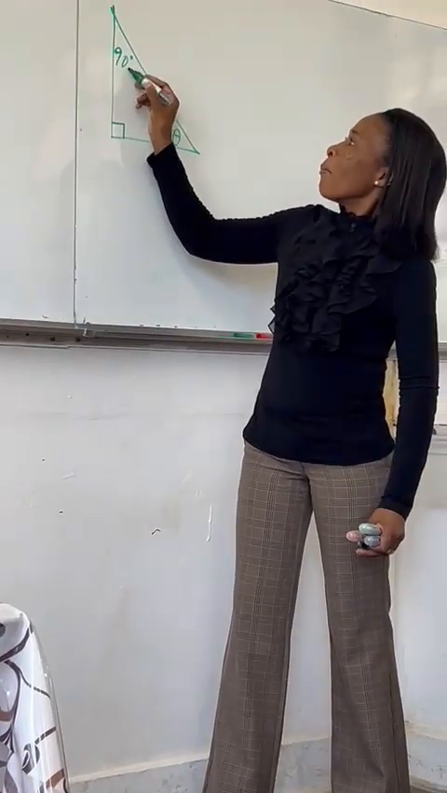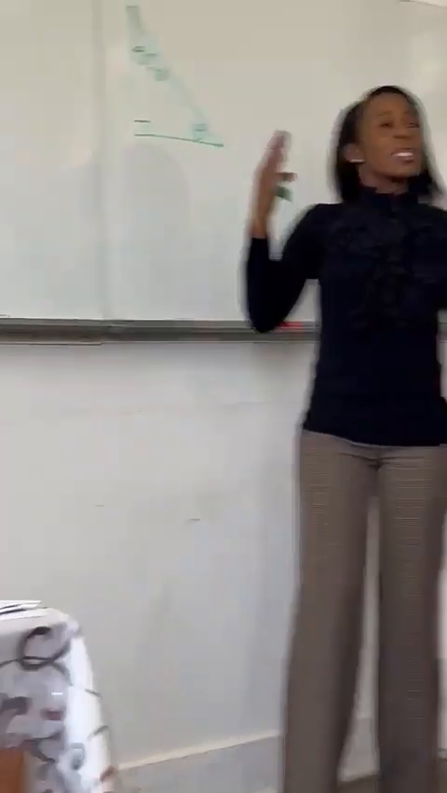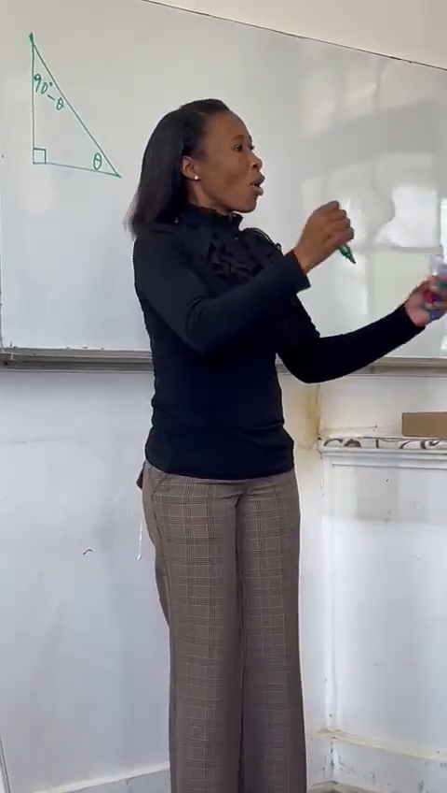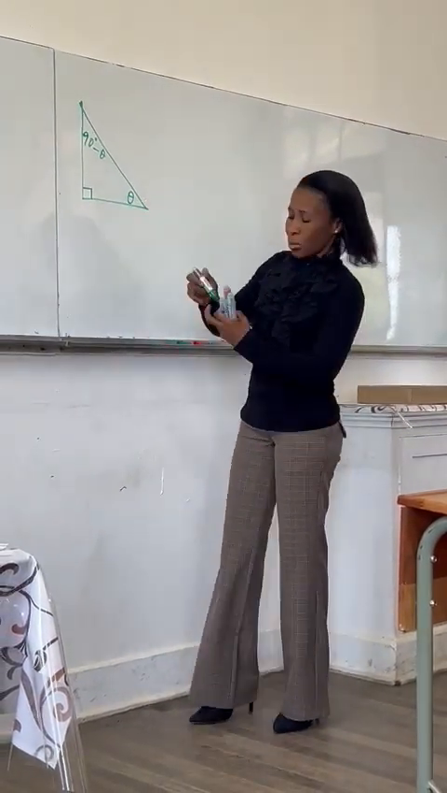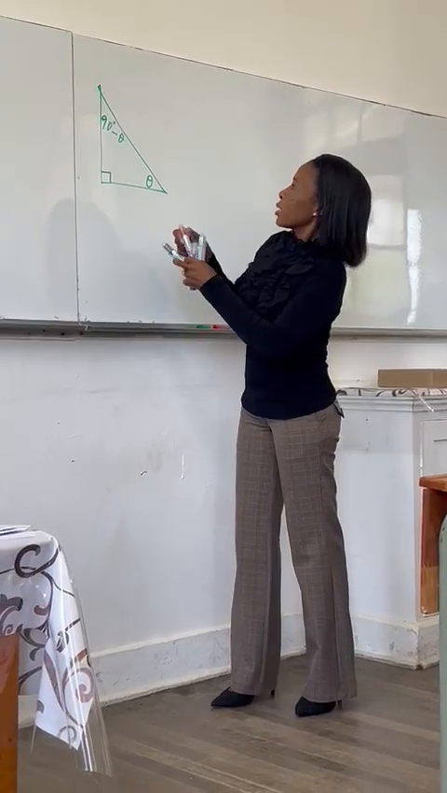90 degrees minus theta. It did not come just out of the blue to say sine and cos are co-functions. No, it all started from this right angle triangle. Let's start with this angle.